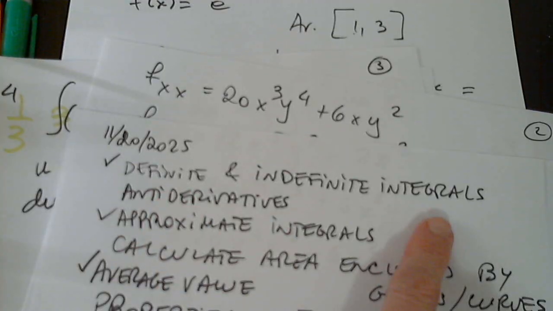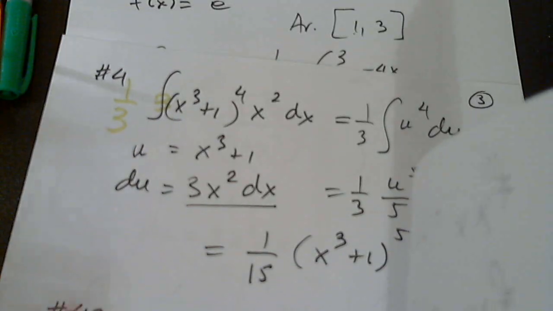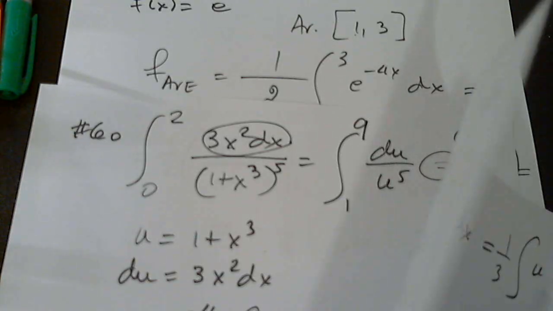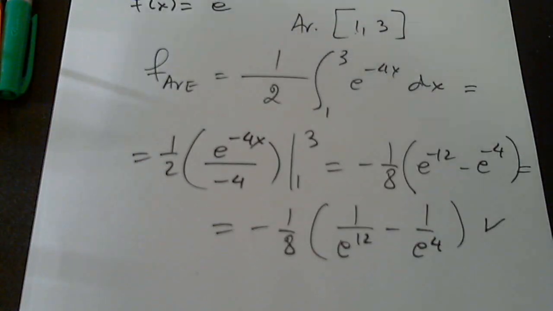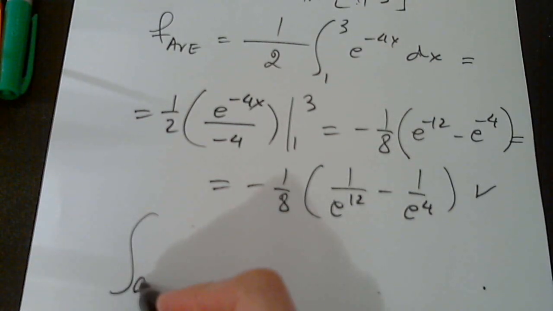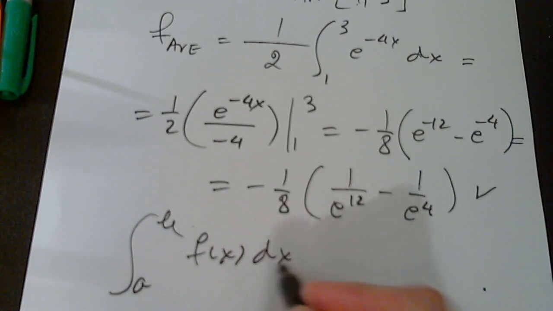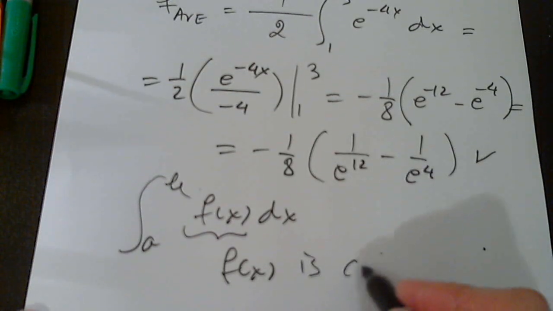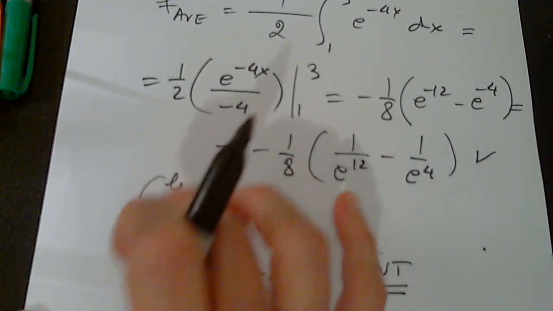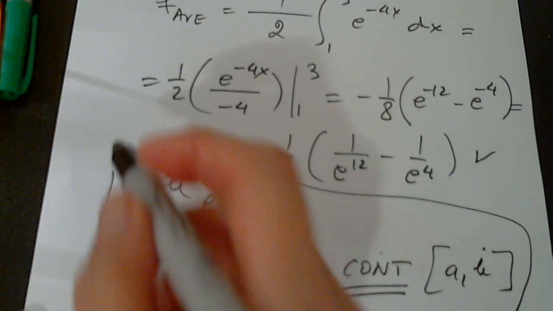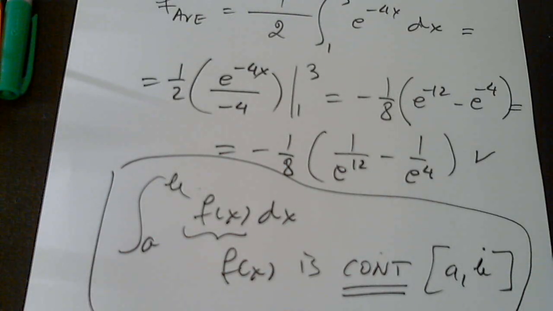So these are the definite and indefinite. This is the indefinite and substitution, and this is the definite and substitution. Always remember one thing. Let me refresh your memory. Any definite integral from a to b of f of x dx requires that the function exists, of course, and is continuous on the interval a comma b. This is a must. This is a very important condition. Always.